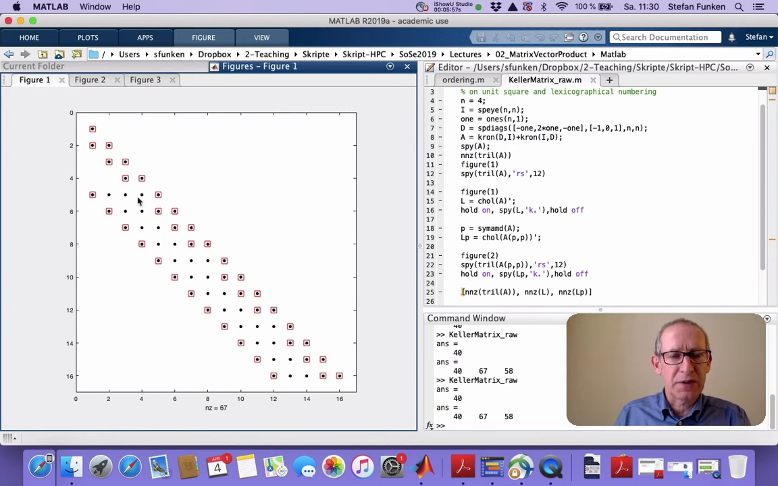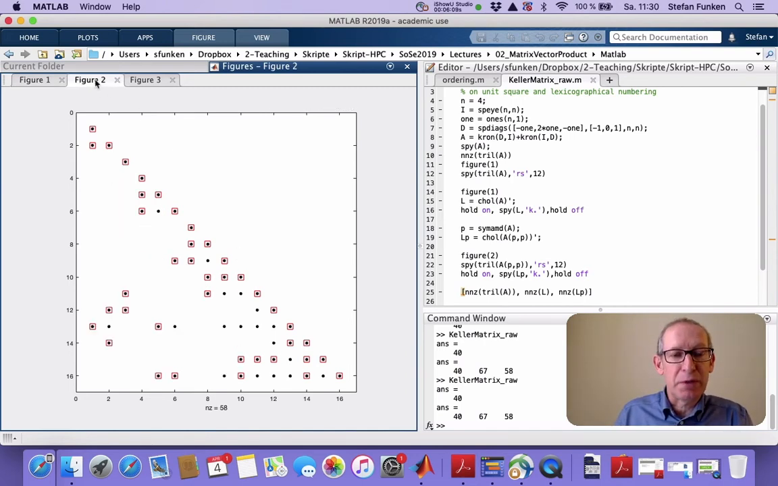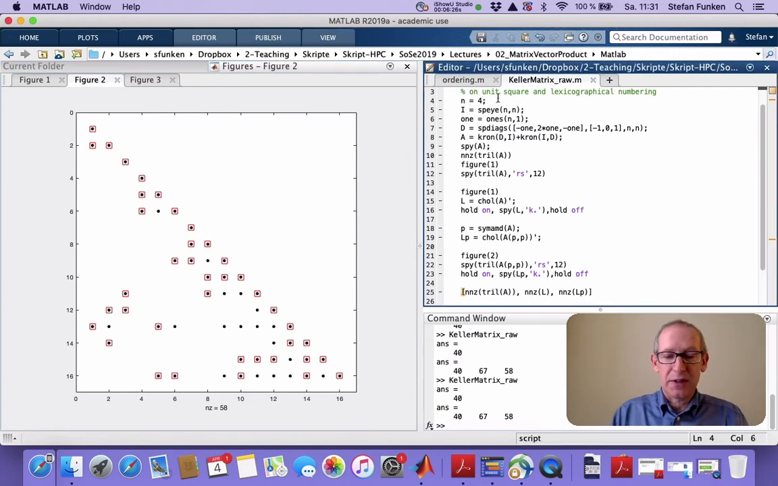The first picture was the original matrix, and we see that all possible fill-ins besides the first ones are filled in. If we use a different permutation, we have fewer fill-ins. Here we have a fill-in of 27. Here the fill-in is only 18 additional entries we have to store. Of course, it's a very small matrix.